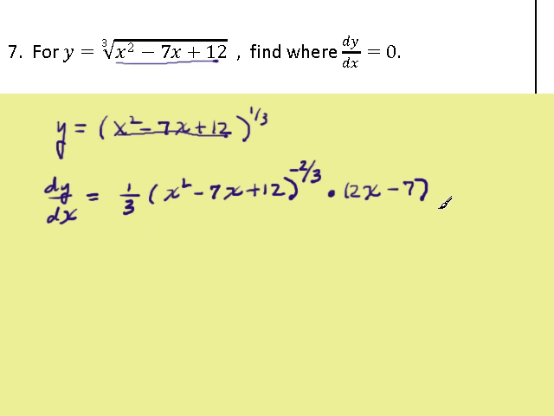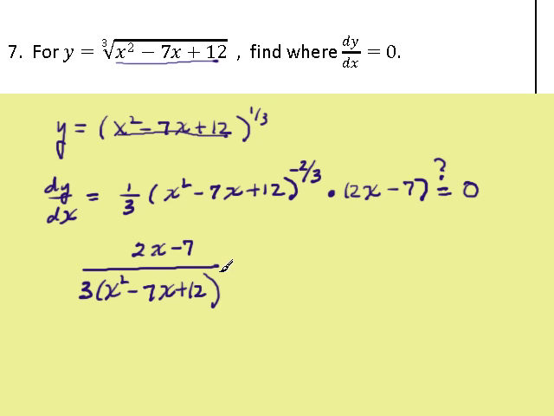And now we want to know, when is this equal to 0? So that's what we have to solve, this equation. Well, it's best to write this as a fraction. This negative exponent will bring that down. So we have, in the numerator, the 2x minus 7, and in the denominator we have this 3, and then we have x squared minus 7x plus 12 to the 2/3. And we want to know, when is this equal to 0?